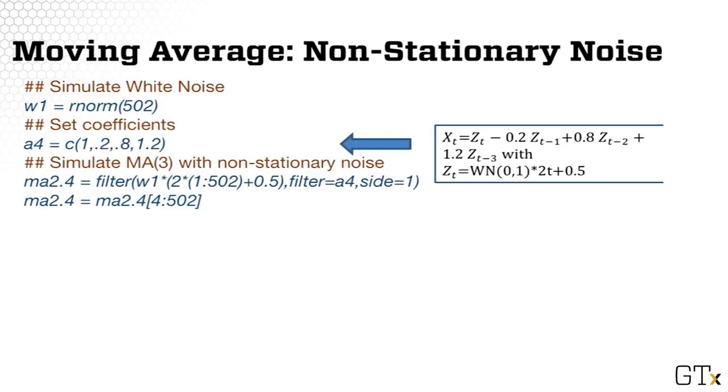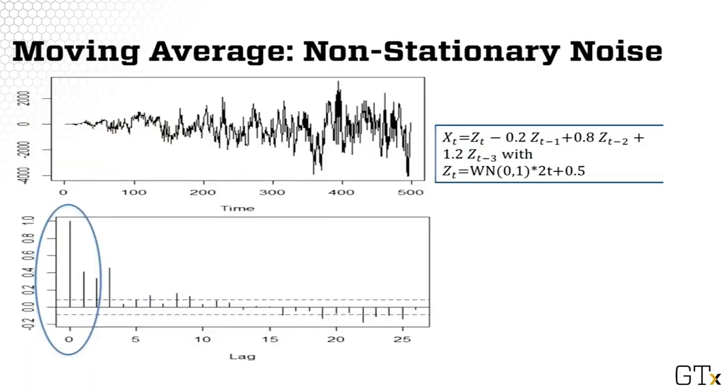This is another example I use for illustration of ARMA processes. For this example, while I simulated an MA process, the noise used to simulate the process is non-stationary. The process simulated in this example is in the box in the right. This is a time series plot and the ACF plot for this time series. The order of the simulated MA process is 3.